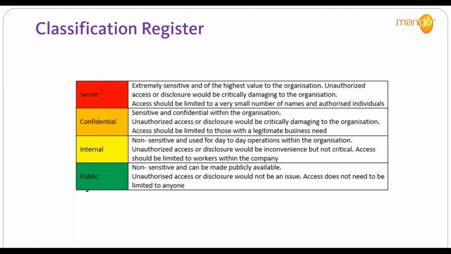Then the next level is the confidential stuff. This is sensitive to us, but its access is limited to a few more people who need it for a legitimate business need. Internal is non-sensitive and used for our day-to-day operations so that we can operate, but it's limited a bit more. And then public is non-sensitive and publicly available, mostly stuff that sits on our website, as well as emails we send out to people. Access to our website obviously doesn't need to be limited to anyone. So those are the classifications, and I suggest you do the same for all of your information assets.